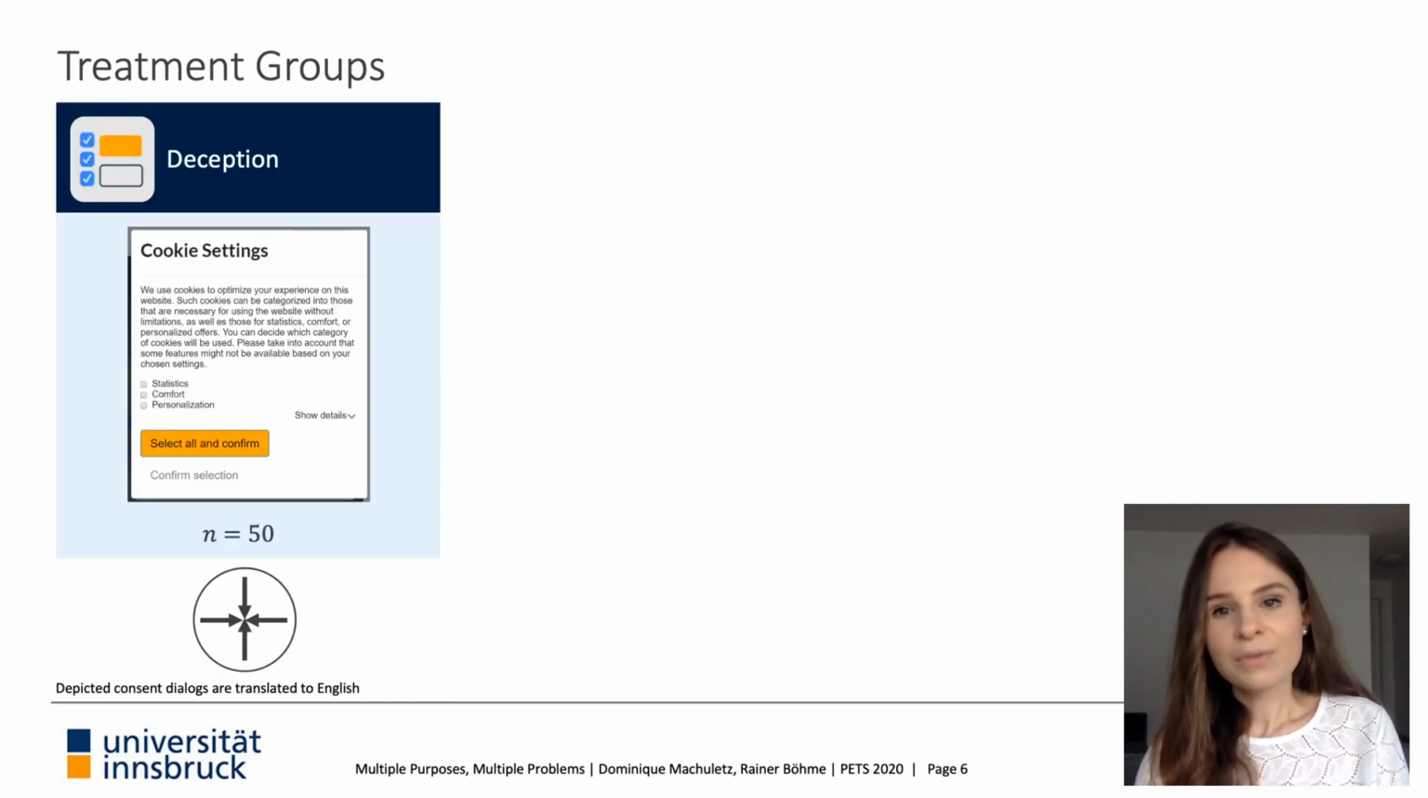The treatment of the first group is a deceptive dialogue exactly as we saw it first on a large airline website. It contains an explanation text about different cookie settings, as well as 3 selectable purposes with checkboxes. The dialog also includes an expandable part with more details about the categories and 2 buttons. The first button with Select All and Confirm is highlighted. The second is colorless and says Confirm Selection.